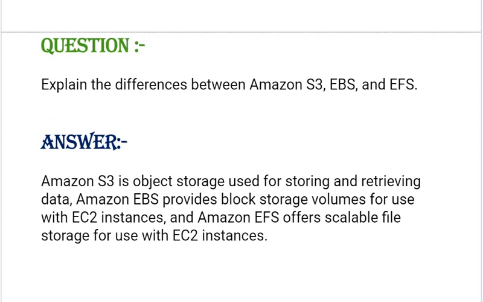Our next interview question is, explain the differences between Amazon S3, EBS, and EFS. Your answer should be: Amazon S3 is object storage used for storing and retrieving data. Amazon EBS provides block storage volumes for use with EC2 instances, and Amazon EFS offers scalable file storage for use with EC2 instances.